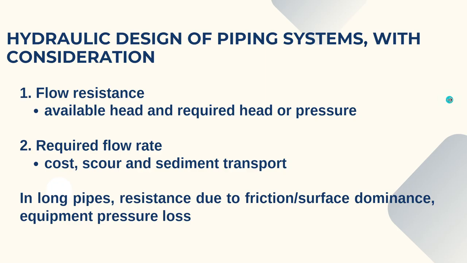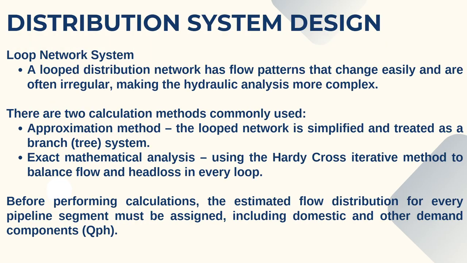We jump to the topic. First is the hydraulic design of the piping system, with the consideration of flow resistance with the available head, required head and pressure. The second is the required flow rate, which is cost score, and also the sediment transport. In long pipes, resistance is due to friction, surface dominant, and also equipment pressure loss.